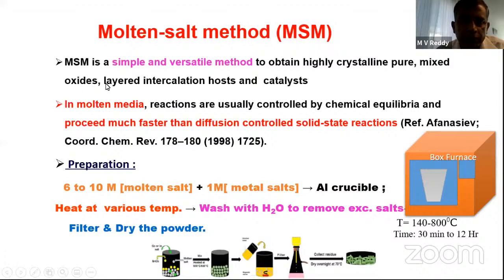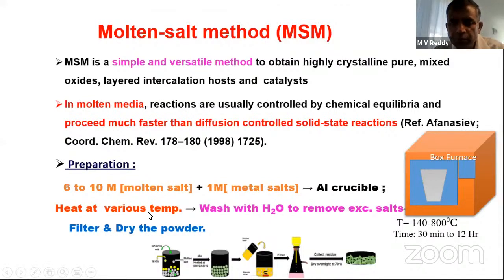Usually when compared to solid state reactions, reactivity is very good in a molten medium. So it is like chocolate. For example, chocolate will melt at a particular temperature and become a liquid. As a consequence, for example, take an excess of molten salt, 6 to 10 moles, and react it with the respective metal salts at 1 molar, whatever composition you want to design, and put it in an alumina crucible. This is very important. Don't use a glass beaker because it will react.